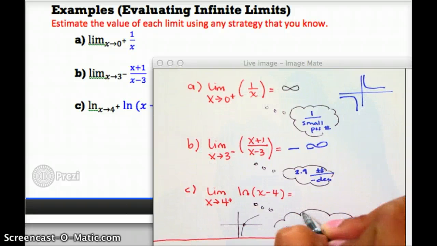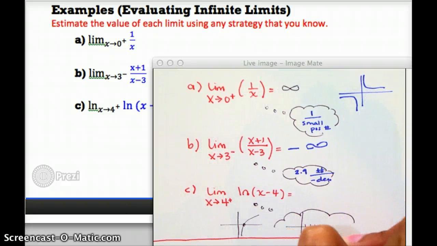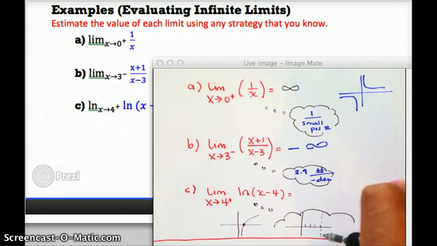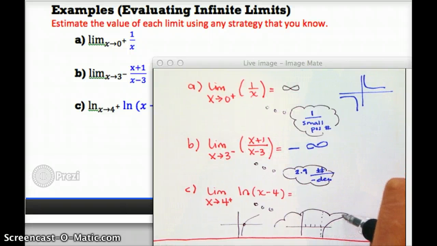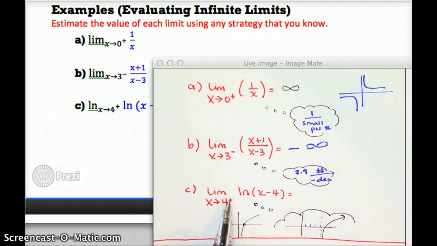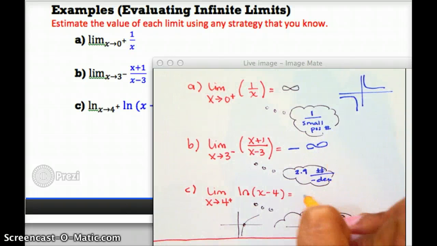So maybe I would get a graph that looks like this. 1, 2, 3, 4. That's the asymptote. And now the graph looks like this. Think about what it would mean to approach 4 from the right-hand side. Well, as I trace the graph, my y values are getting lower and lower and lower. So actually, this one approaches negative infinity.